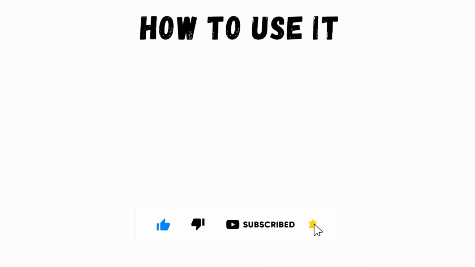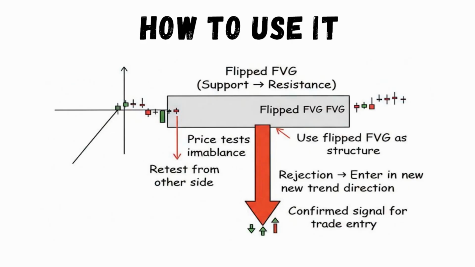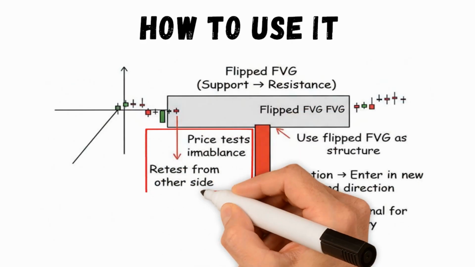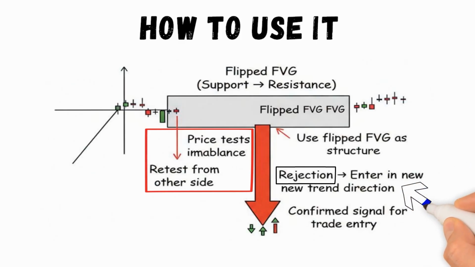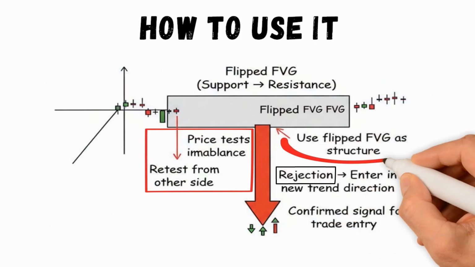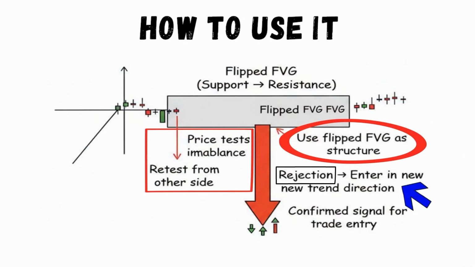How to use it? When a fair value gap fails to hold, wait for price to return and test it from the other side. If it rejects that zone, it's a good signal to enter in the direction of the new trend, using the flipped FVG as structure.